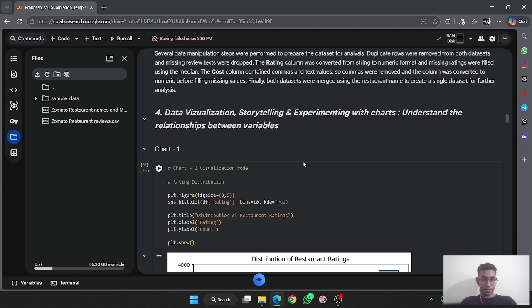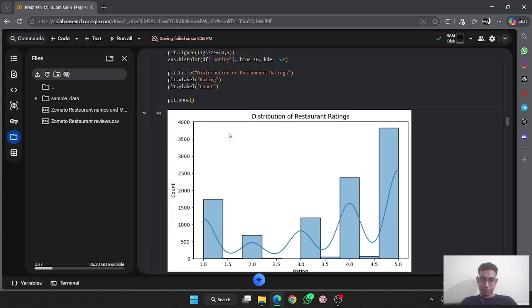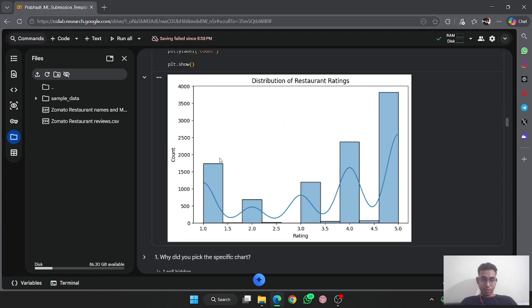Data visualization, storytelling, and experimenting with charts. In this section, exploratory data analysis was performed using different visualizations to understand patterns and relationships in the dataset. Chart 1, rating distribution. This chart shows the distribution of restaurant ratings. From this visualization, we observe that most restaurants receive ratings in the higher range, which indicates generally positive customer feedback.